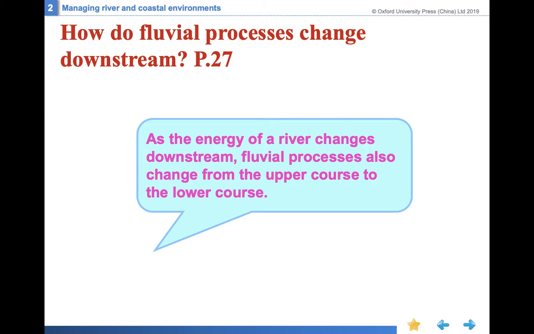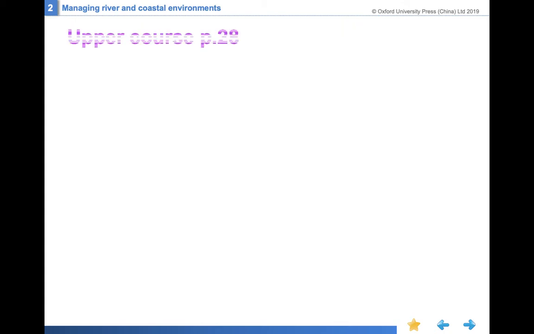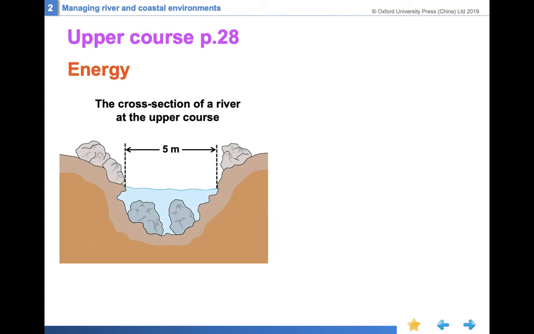So because the energy changes when the river flows from the upper course to the lower course, the fluvial process will also change as well. On pages 28 to 29, there is a summary table, so you could read it in detail. I will just quickly go through some main points for you, but you should read it in detail by yourself.